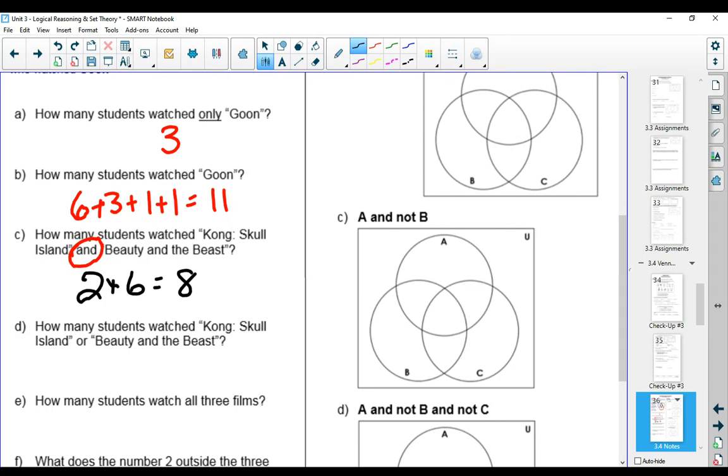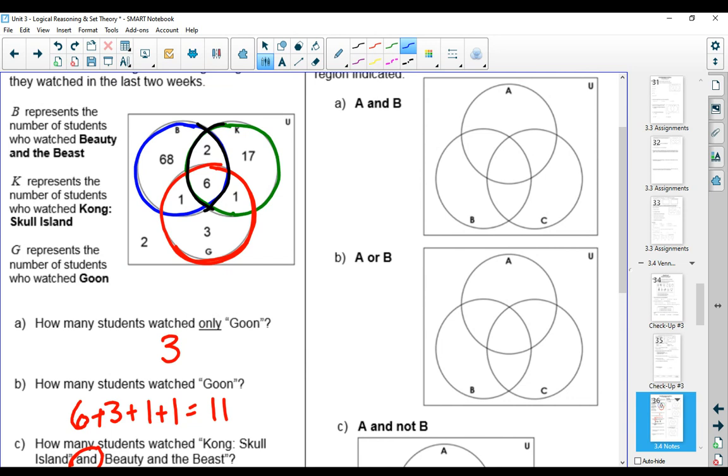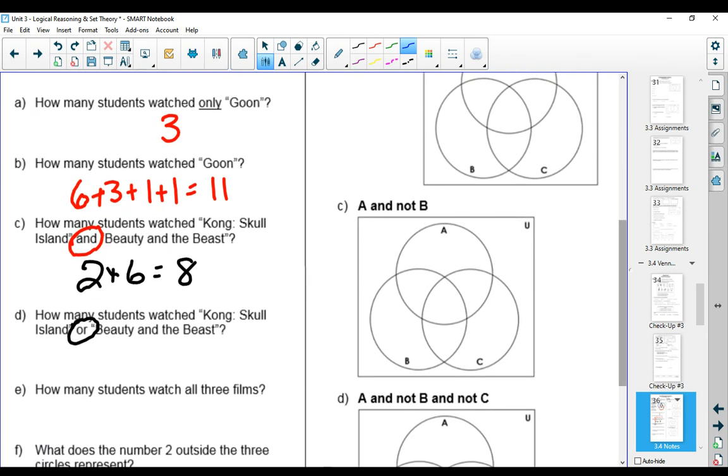The next question says, how many students watched Kong, Skull Island, or Beauty and the Beast? So or means one or the other or both. That means anything that's in Beauty and the Beast and anything that's in Kong. This is going to be a longer list. That would be 68 plus 2 plus 6 plus 1 plus 1 plus 17 for a total of 95.